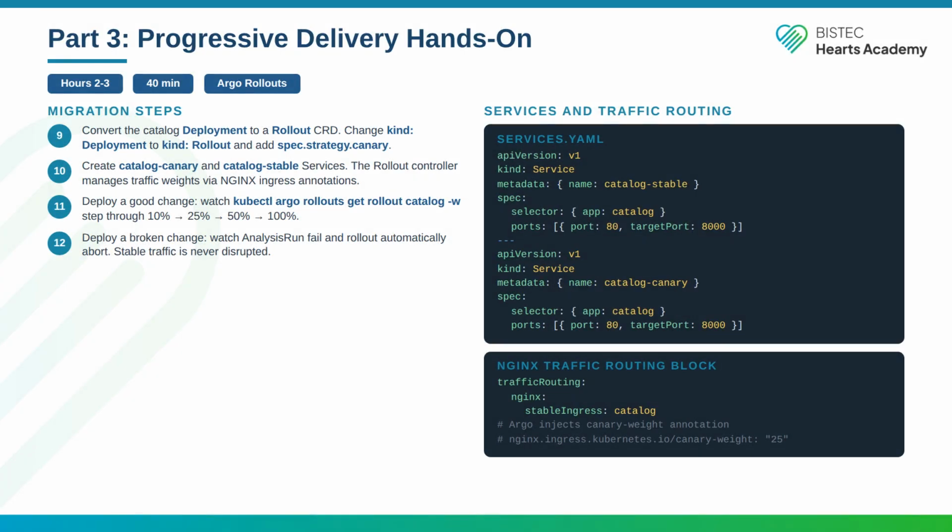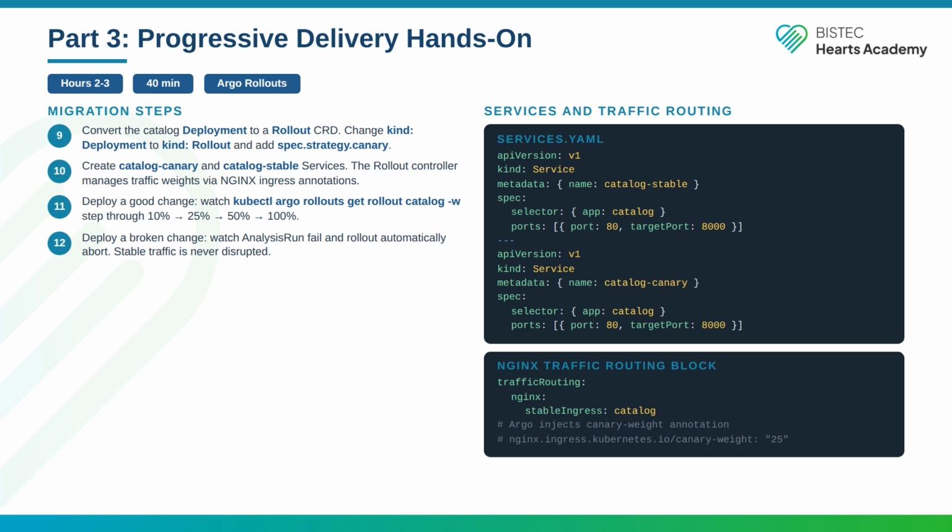Converting an existing catalog deployment to an Argo rollout requires 4 changes to your Kubernetes manifests. The first change is to the resource type itself. The apiVersion changes from apps/v1 to argoproj.io/v1alpha1, and the kind changes from Deployment to Rollout. The spec template pod specification is completely unchanged. Every container, every volume, every environment variable stays exactly as it was.